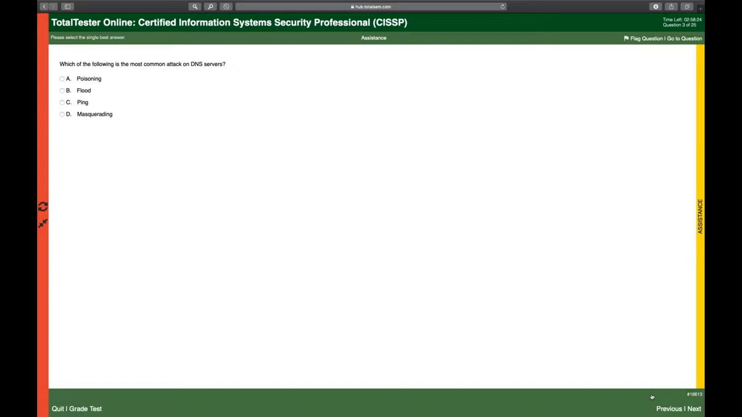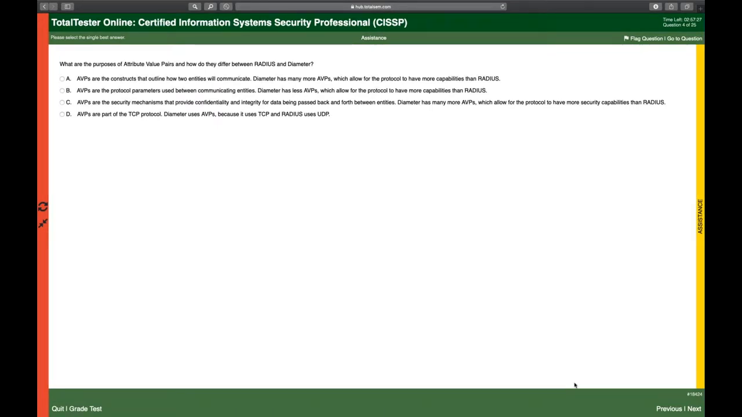Number three, which of the following is the most common attack on DNS servers? I'm looking at mostly B. Is it a ping flood, or what kind of flood? Flood is going to be like any classical, but it could be a type of denial of service. We have seen this one before. I think we chose ping or flood before, but it was DNS poisoning, changing the mapping of MAC address to IP address.